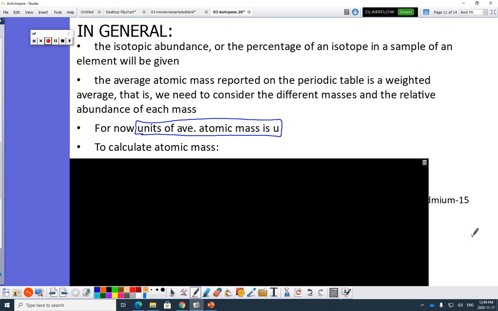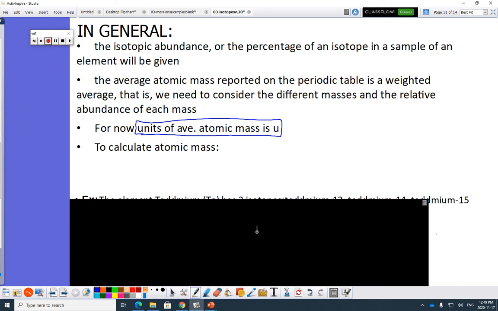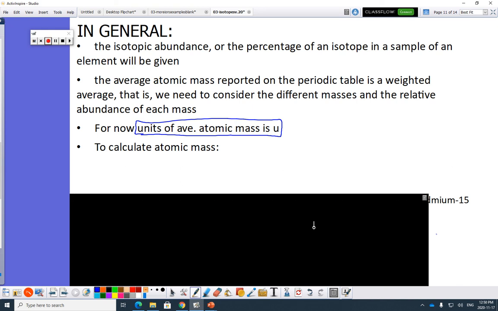So technically, when you write your answer to this kind of question, you should put U at the end, okay? If you put AMU, I wouldn't mark it wrong, but your textbook uses U. So when you calculate atomic mass, you just continue based on how many isotopes there are. Usually 2, maybe 3, maybe 4, rarely 5. So you just continue this procedure for all of the isotopes you're given.